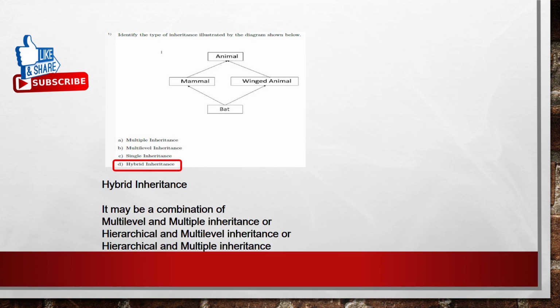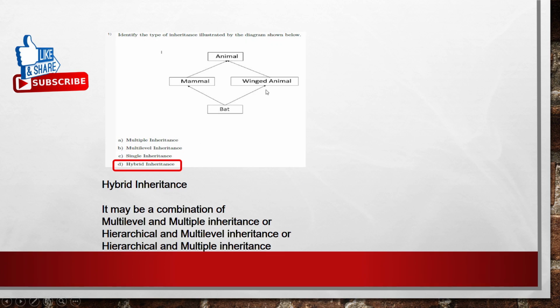Coming to hierarchical inheritance, it is of tree structure. And coming to hybrid inheritance, it may be a combination of multi-level and multiple inheritance, or hierarchical and multi-level inheritance, or hierarchical and multiple inheritance.